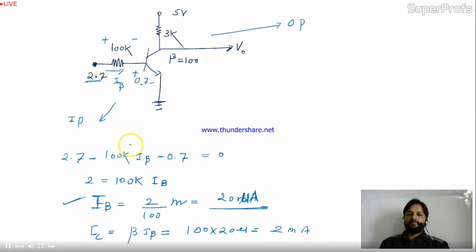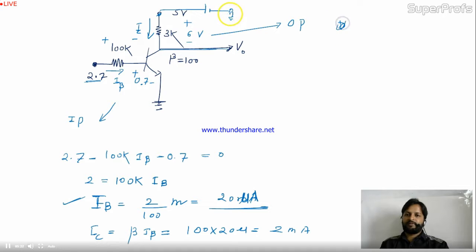Once IC is 2 milliampere, the IC is over here in this circuit, so here I'll have a drop, and the drop will be equal to 3K into 2 milli, that is 6 volt. This is the drop over here. And they are asking to find out V0. Now you have this circuit, you have 5 volt, and this is grounded. You have to start your journey from this point and reach V0.